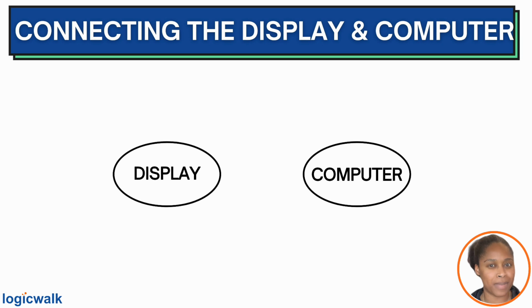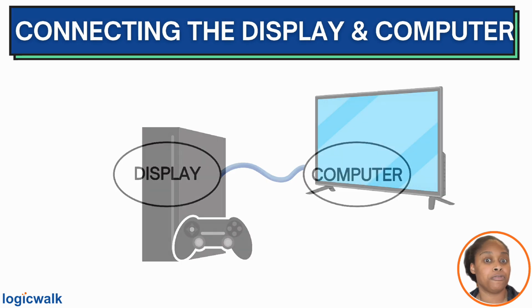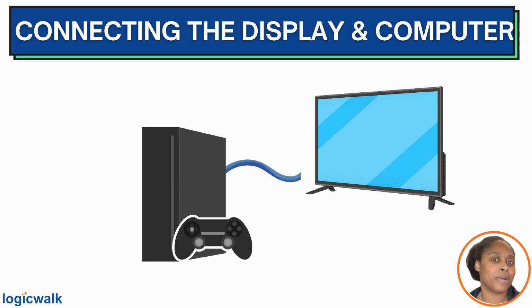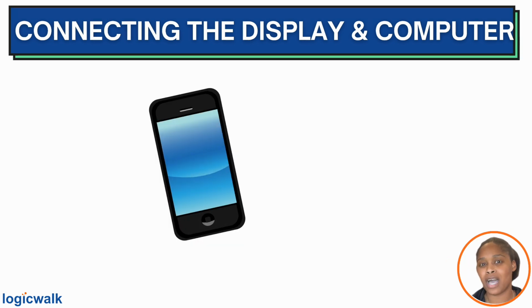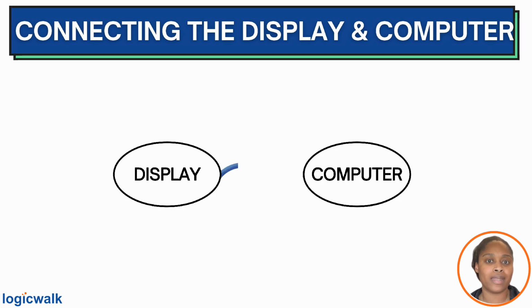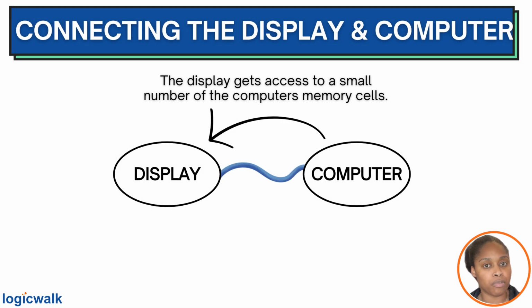For a computer to print a message, it must be connected to a display. This connection might be through visible cables, like when you hook up a gaming system to a TV, or through internal connections, as in laptops and smartphones. When connected, a small portion of the computer's memory becomes accessible to the display. The computer sends messages by writing data into these memory cells.